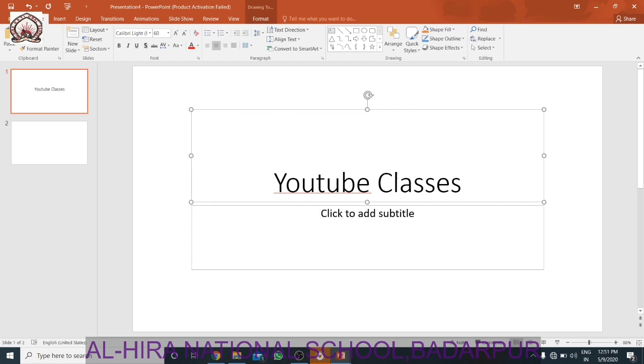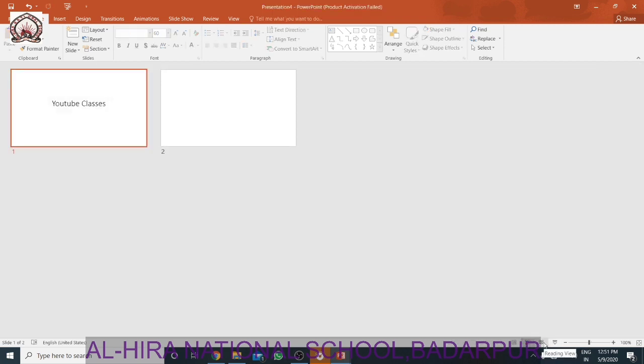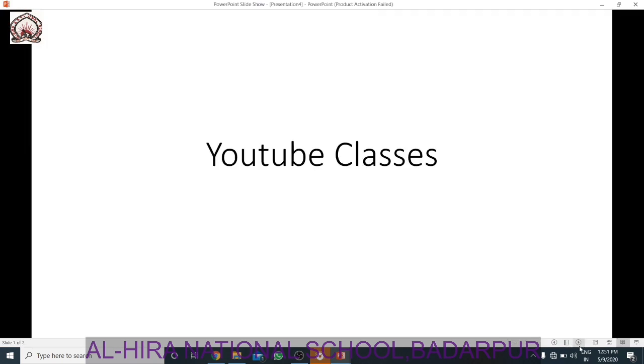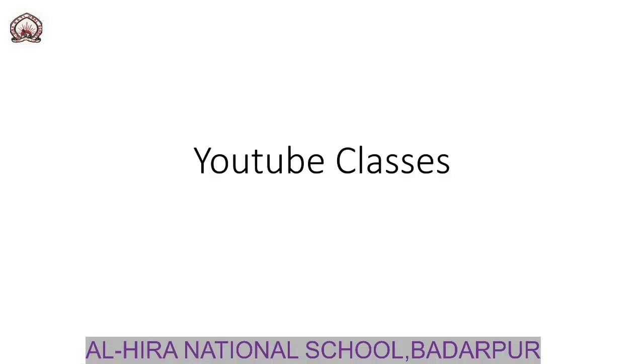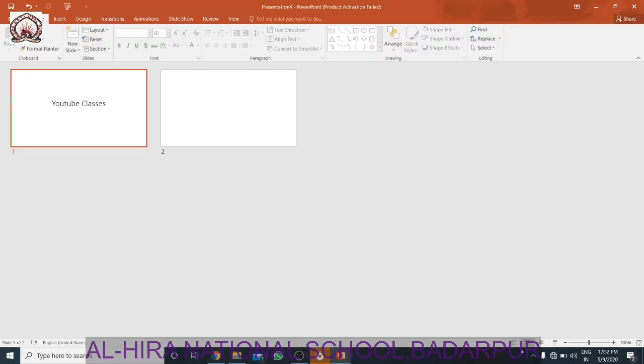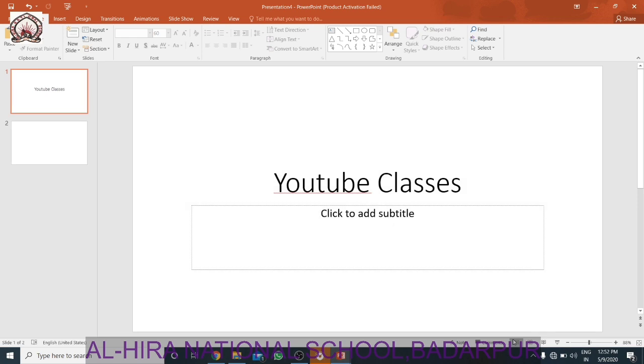Now the view buttons. Basically at the bottom we have the view buttons. You can see here there are 4 types of view. Normal, this is slide sorter view. Then we have this one as reading view, and this one as slide show view. So there are 4 views. This is reading view, and this is the slide show view. So let me take it to the normal view.